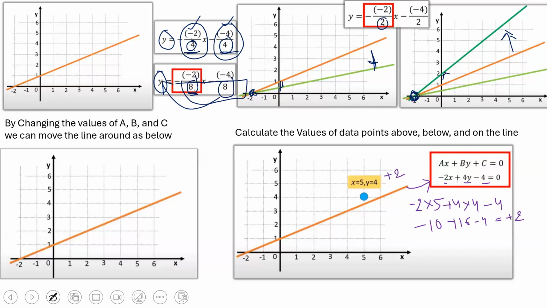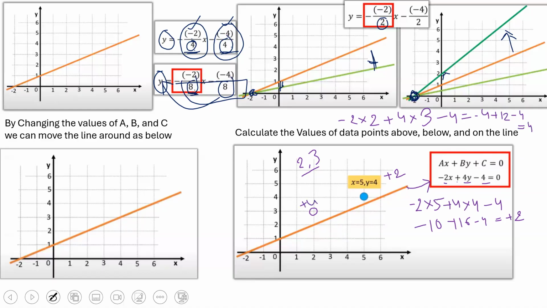And take any other point, take this point which is 2 comma 3. Okay, you're taking this value as 2 comma 3. For 2 comma 3, substitute the same thing. What does this become? Minus 2 into 2 plus 4 into 3 minus 4. So what does this become? Minus 4 plus 12 minus 4. So this becomes 4. Okay, so this is plus 4.